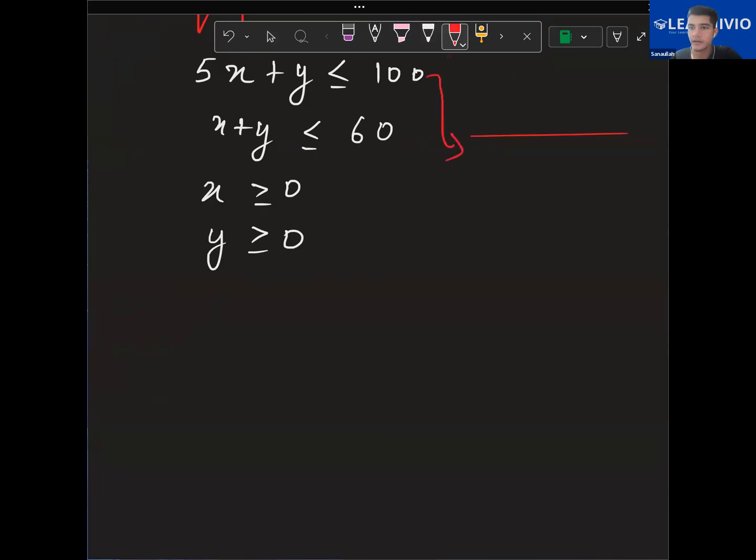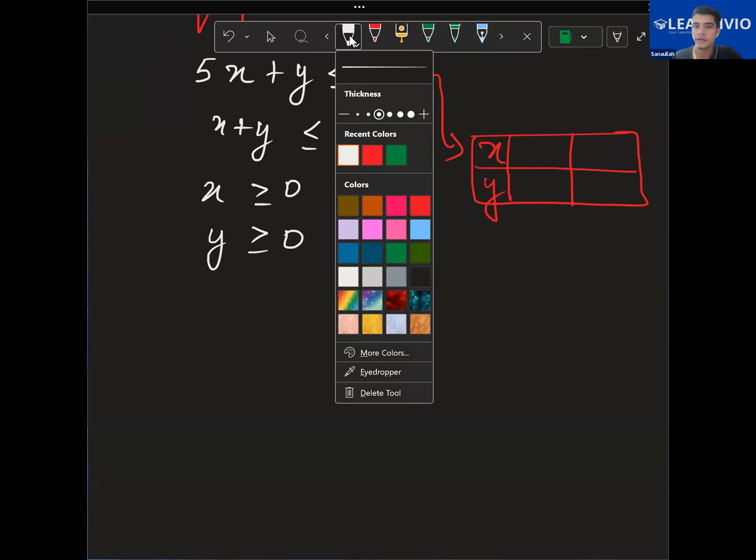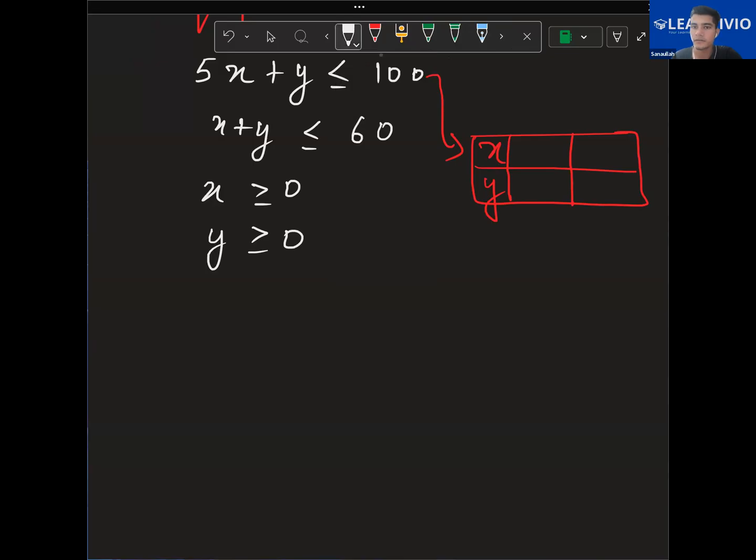For this one, you can make a table like this, make a rectangle like this, where you have this x. This is up to you how you solve. This is just a method. You can use anything. You can do this part in rough also. So if I put x equals 0, my y is 100. If I put y equals 0, my x is 20. Right?